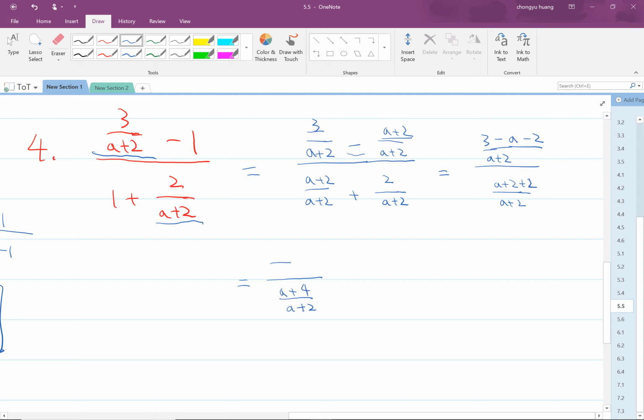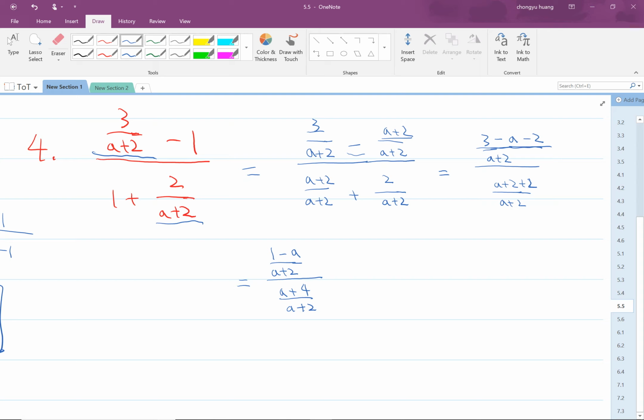And on the numerator you can see we got this, so 3 minus a minus 2, so it's basically 1 minus a, right? Okay, so we finished the simplification of both the denominator and the numerator.